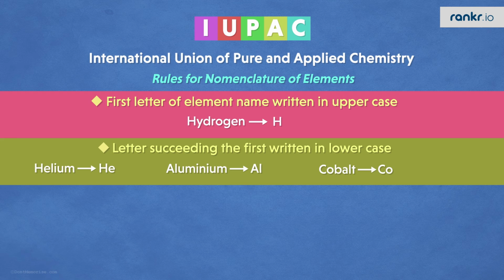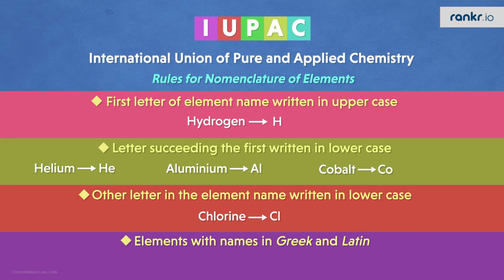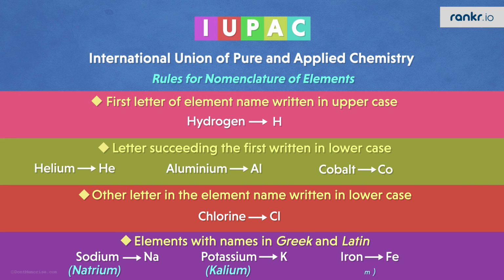Some elements can also have symbols where the second letter is not immediately the next one. Like in case of chlorine, we write it as Cl. Lastly, a few elements were given names in Greek and Latin. So the symbols of these elements were also based on these names. Can you guess a few examples for these? We have always come across sodium written as Na. Do you know why? Yes, because the Latin name for sodium is natrium. Similarly, we have K for kalium, that is potassium, and Fe for iron from its Latin name ferrum.